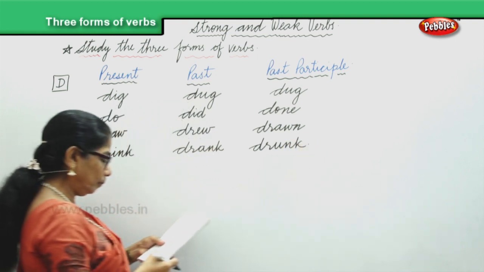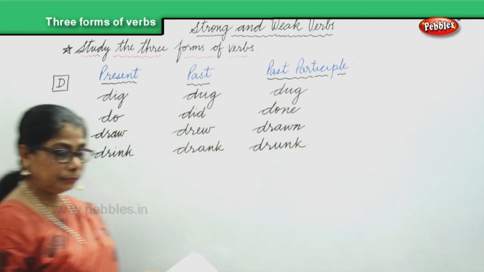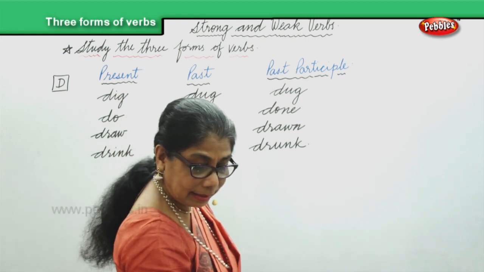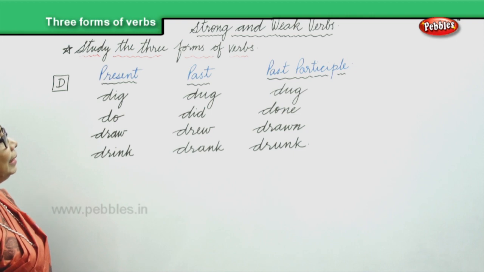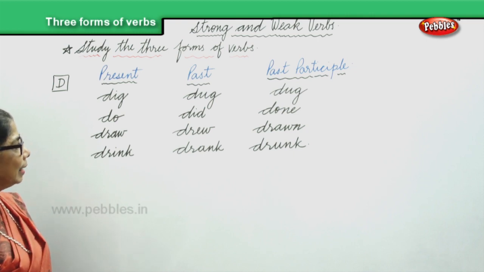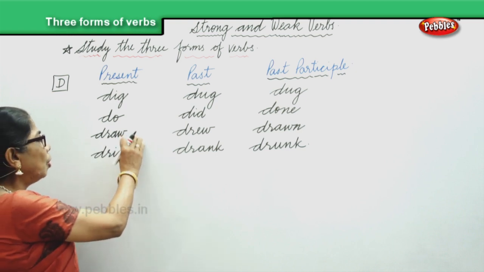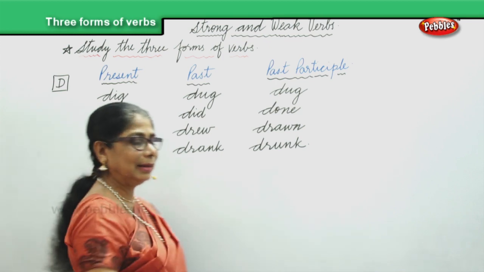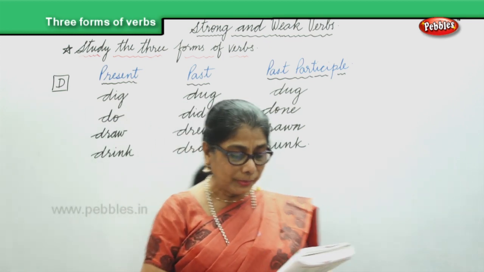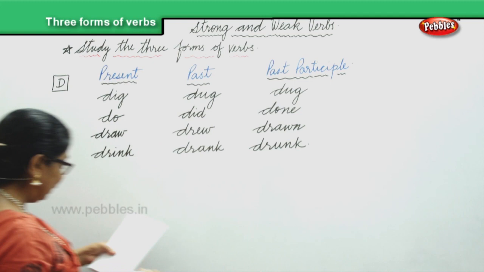Okay? You drink, you drank, and then you finished. So, drink, drank, drunk. Dig, dug, dug. Do, did, done. Draw, drew, drawn. Drink, drank, drunk. Now we go into, let's see, one more word here.